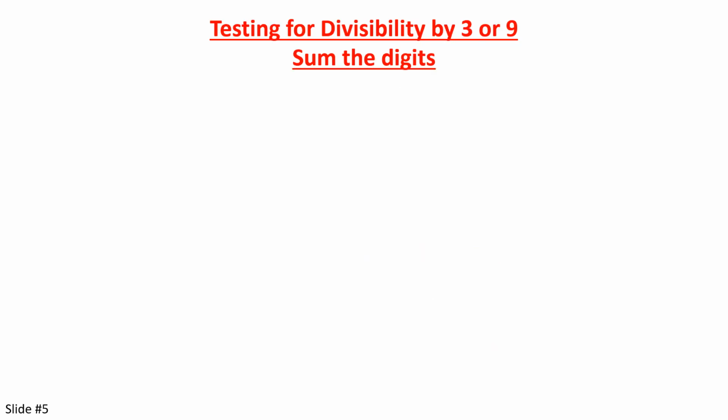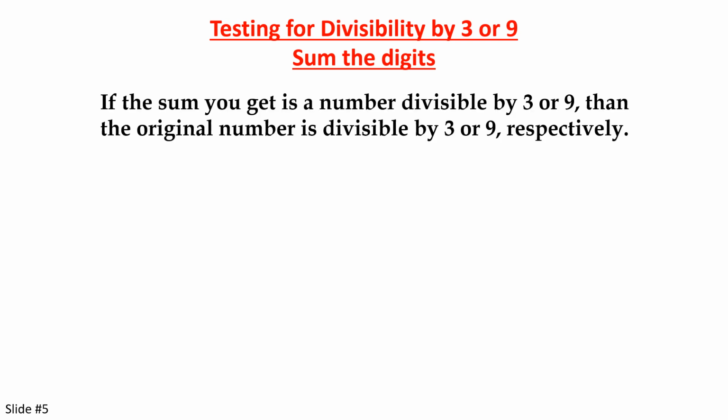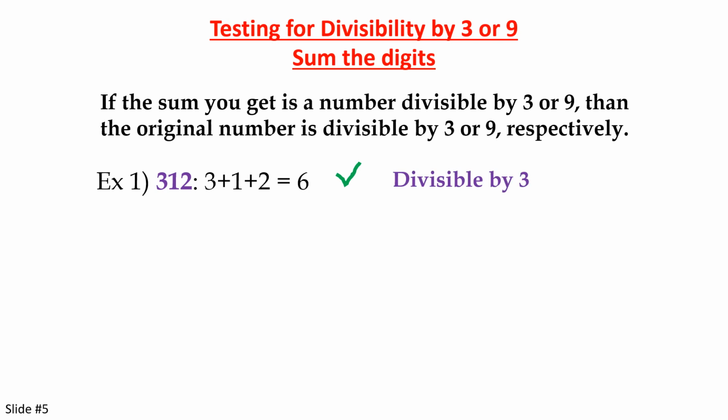Now let's look at 3 and 9, because we're going to sum up the digits. If the sum you get when you add them up is a number that is divisible by 3 or 9, then the original number is divisible by 3 or 9. So let's take a look at 312. If I add 3 plus 1 plus 2, that's 6. 6 is divisible by 3. So that means that 312 is divisible by 3.